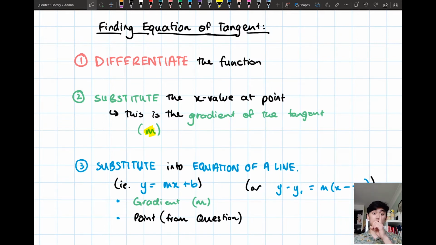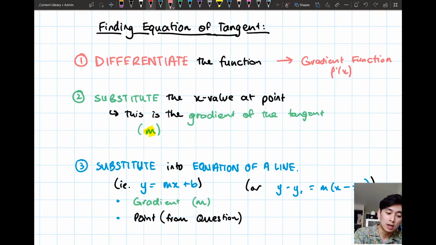Finding the equation of a tangent, the first step is to differentiate, because we want to find our gradient function. Our derivative, like I've said over the last 2 videos, is the gradient function. It tells me how steep the function is at any given point, and we can sub different values of x into this function, f dash of x.